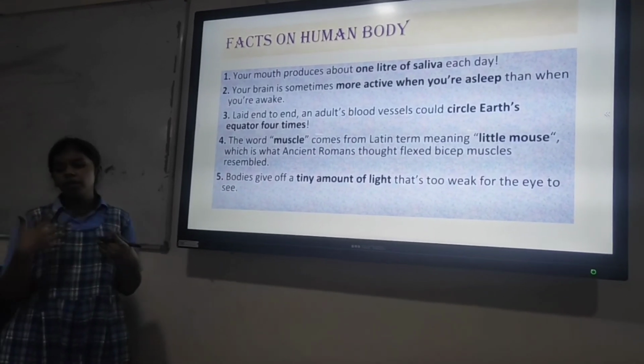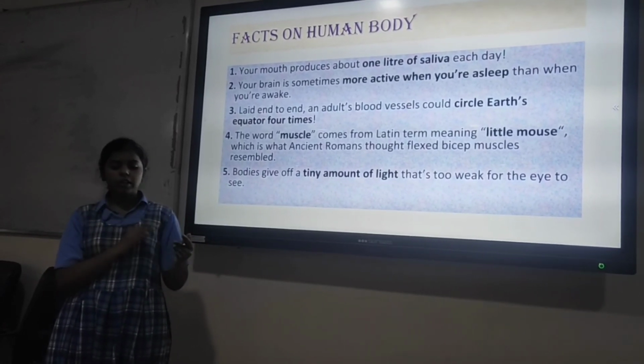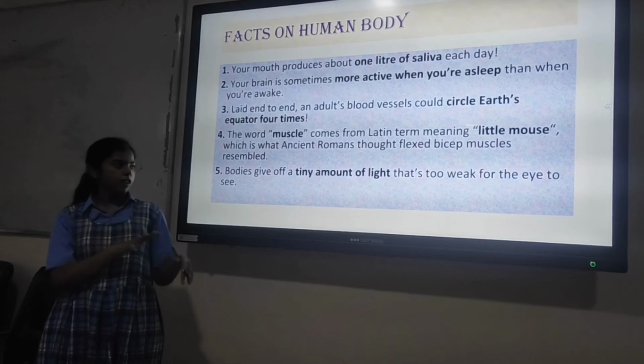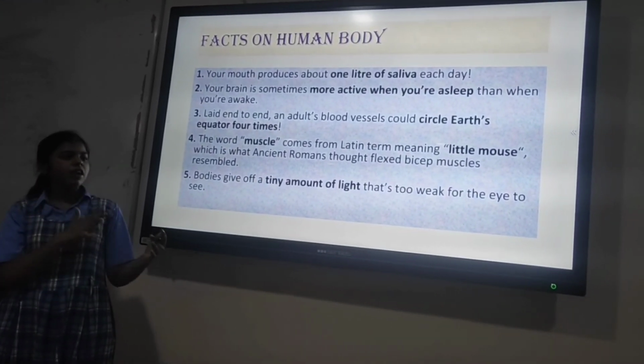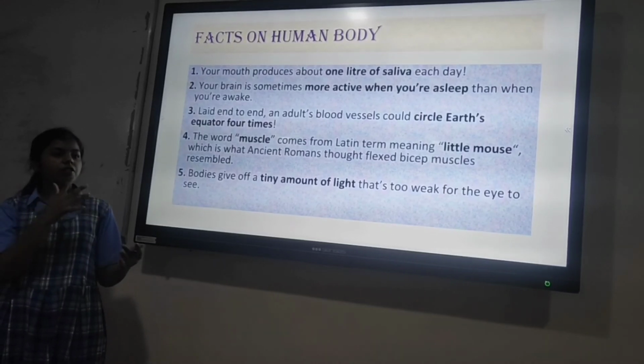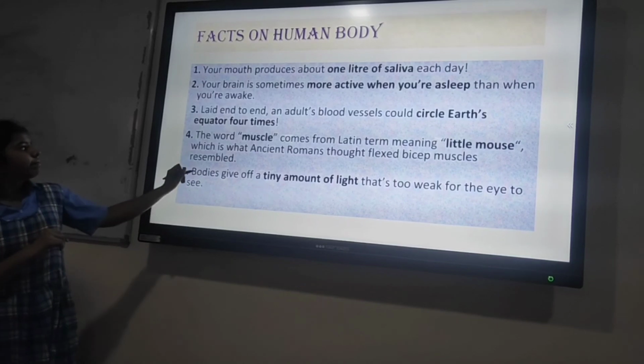So even our bodies actually give out a little bit of light. But our eye can only take in light of a specific frequency and wavelength. And the light which is emitted by our body is of very low frequency and wavelength. So it's very hard for the eye to see the light emitted by our body.